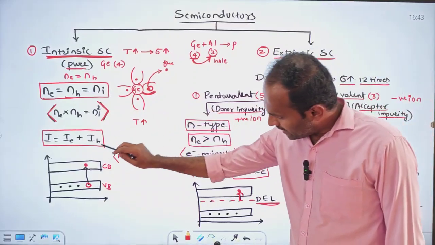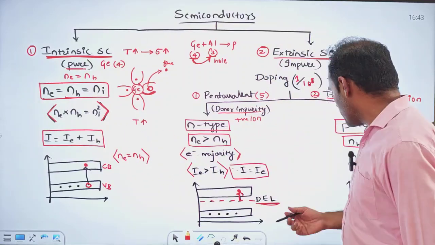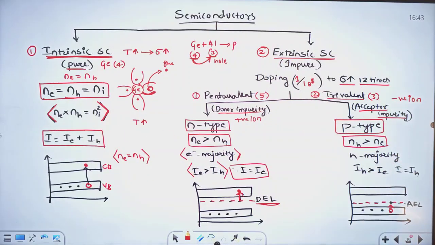Here if you are getting an electron, there is a hole. If there is a hole, there is an electron in the conduction band, right? So here that's why we say the number of holes is greater than the number of electrons.